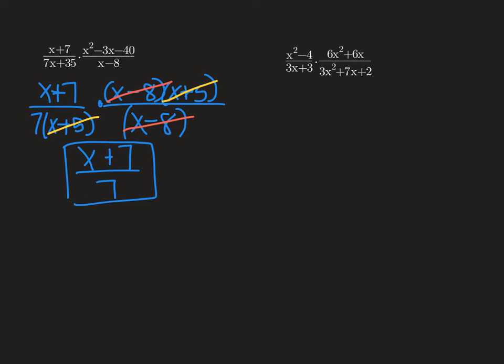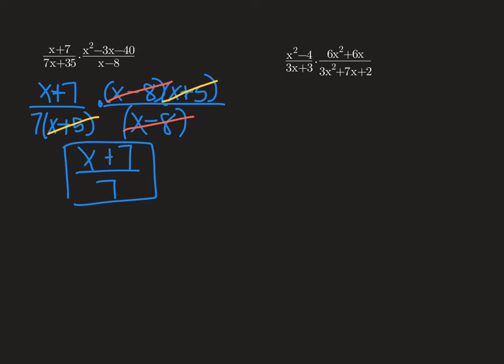How'd you do? Great. Let's move on to a fun one, shall we? This one has a bit more types of factoring. So let's look at it. Why don't you hit pause, try it, see how you do, and then come back. Okay, so how'd you do?